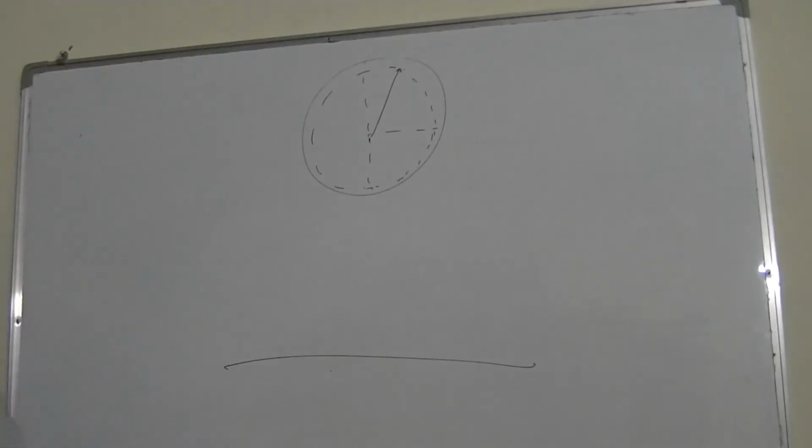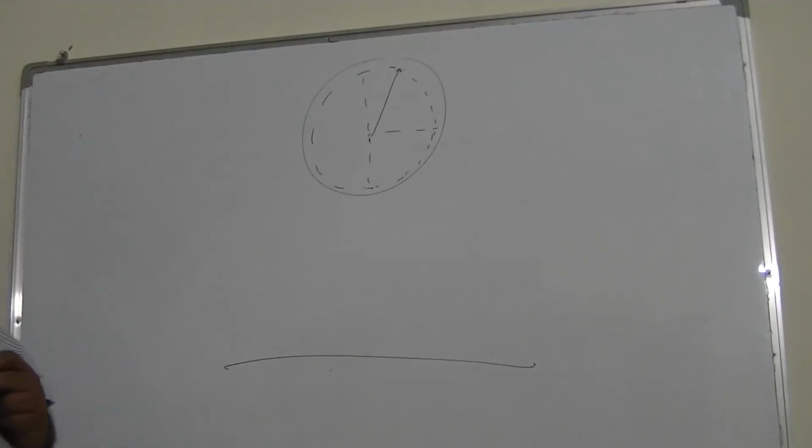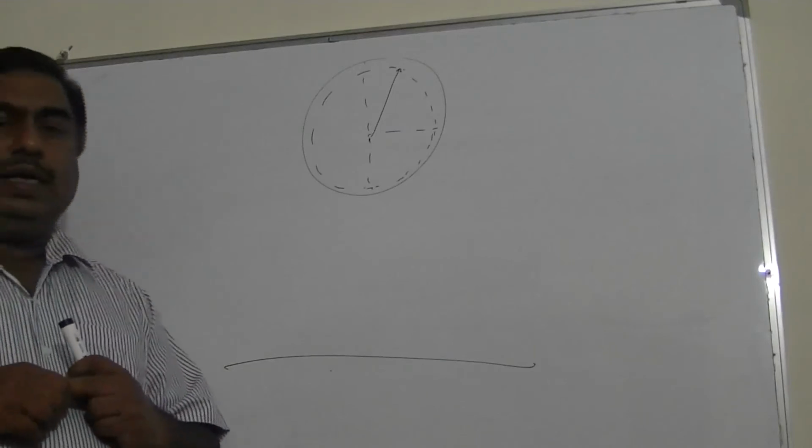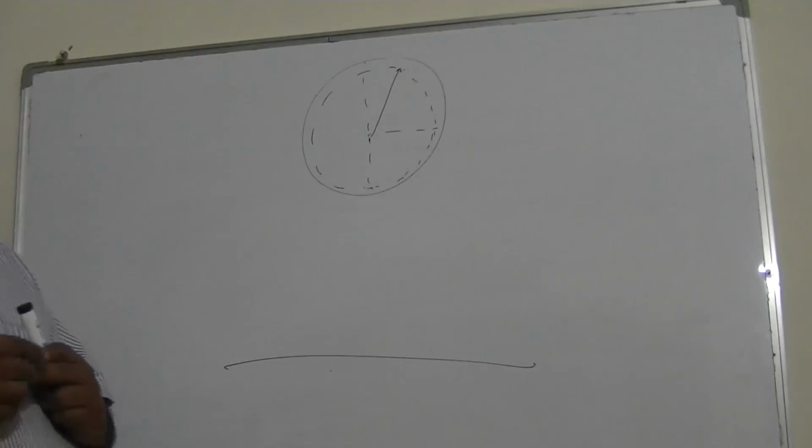So in this chapter on circular motion, we'll be just doing uniform circular motion. And uniform circular motion can be in a horizontal circle or in a vertical circle. But in both cases, the speed will remain constant.